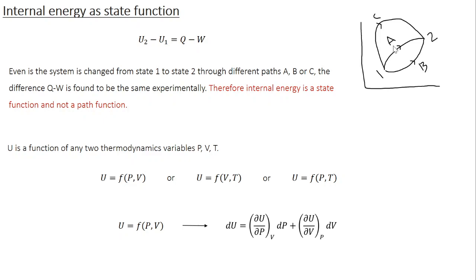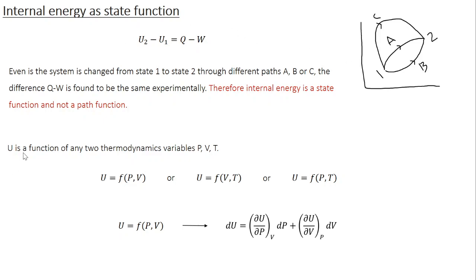In other words, internal energy is a state function and not a path function. State function means its value depends only on the initial and final states and not the nature of the path taken. This is also true in the case of classical mechanics, where you deal with conservative forces. There you will see that the work done by a conservative force is a state function. It depends only on the initial and final points and not exactly on the path taken.